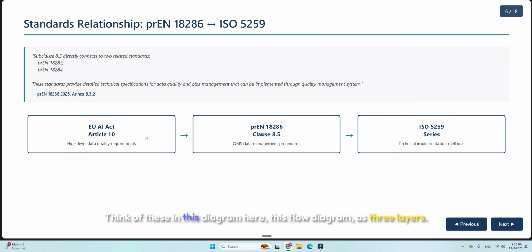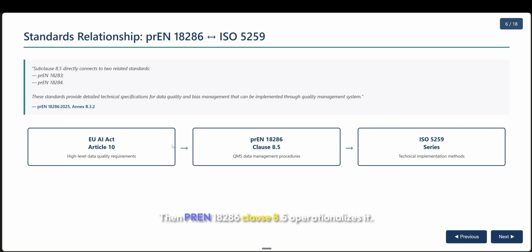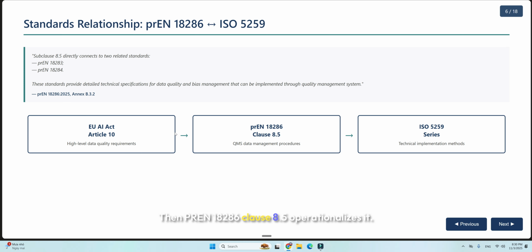Think of these, in this flow diagram here, as three layers. You start with the EU AI Act Article 10, which establishes the high-level requirement that you must use quality data. Then prEN 18286 Clause 8.5 operationalizes it. You must have documented systems and procedures for data management.